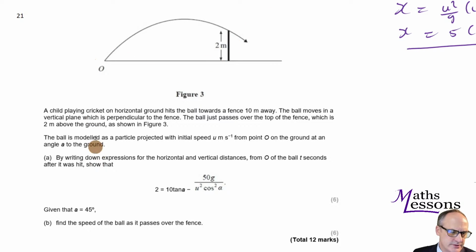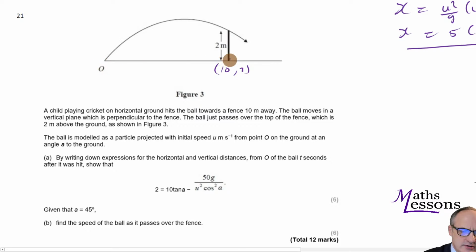Right, here we go. So we've got a child playing cricket on horizontal ground, hits the ball towards a fence 10 meters away. The ball moves in the vertical plane, which is perpendicular to the fence. The ball passes just over the top of the fence at 2 meters high. When it says it just passes over the top, you can assume that the ball goes through the point 10, 2. Okay, if you go 10 along and 2 up. And you can use that in the rest of the question.